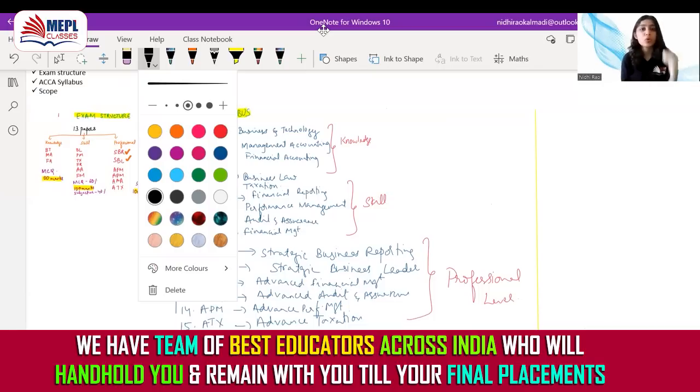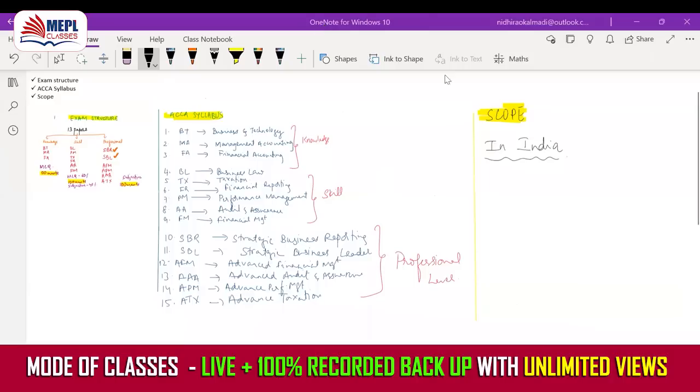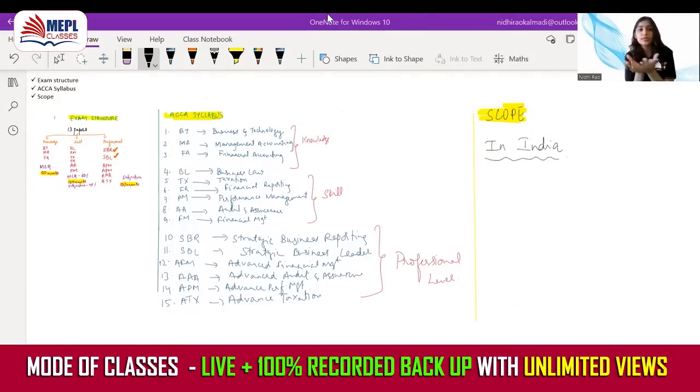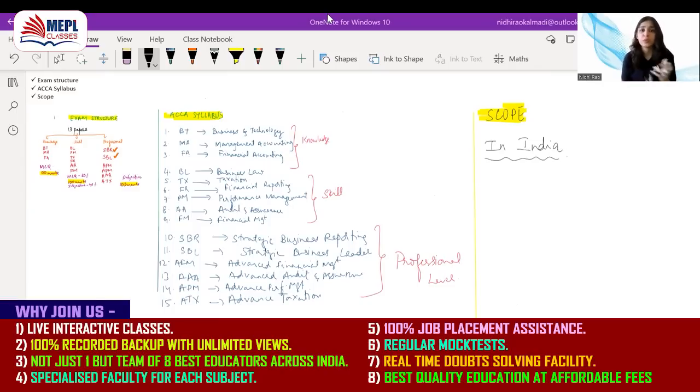Now, talking about the scope of ACCA in India. In India, all the commerce graduates or the ones who are doing professional courses want to get into the Big Four, right? That's like the dream job. When I say Big Four, I'm referring to EY, KPMG, Deloitte, PwC. So ACCAs are required in the Big Four, and not just the Big Four. You have other companies like Grant Thornton, BDO, and so many industries which require ACCAs.